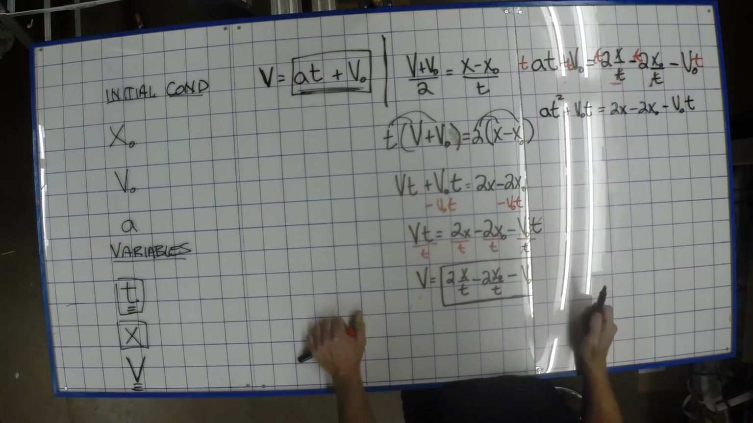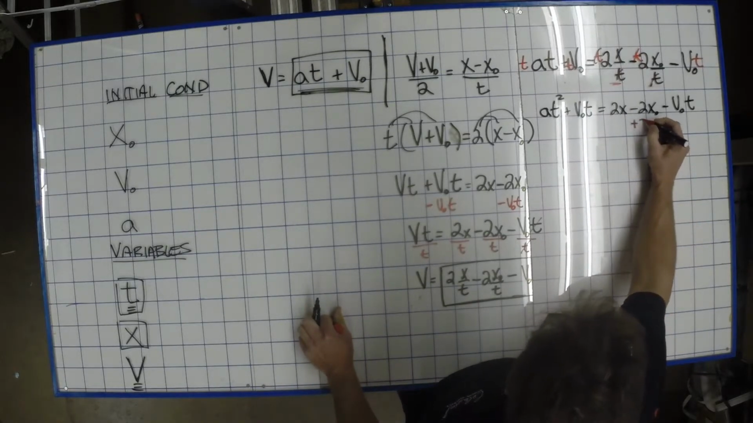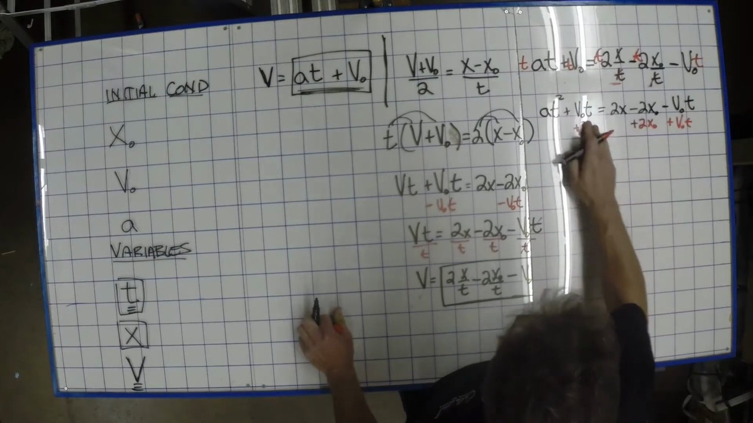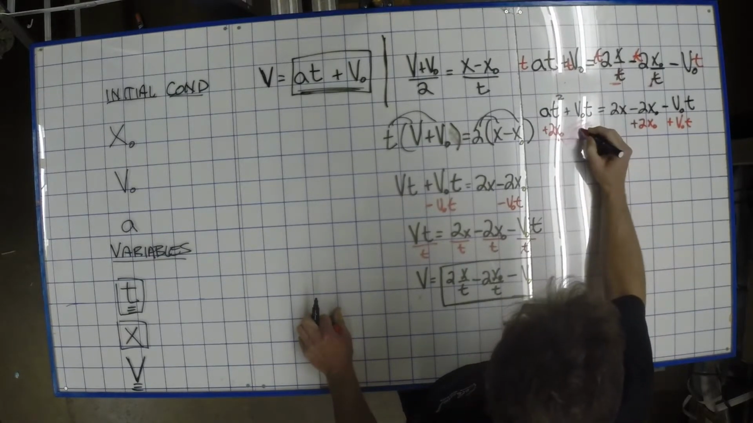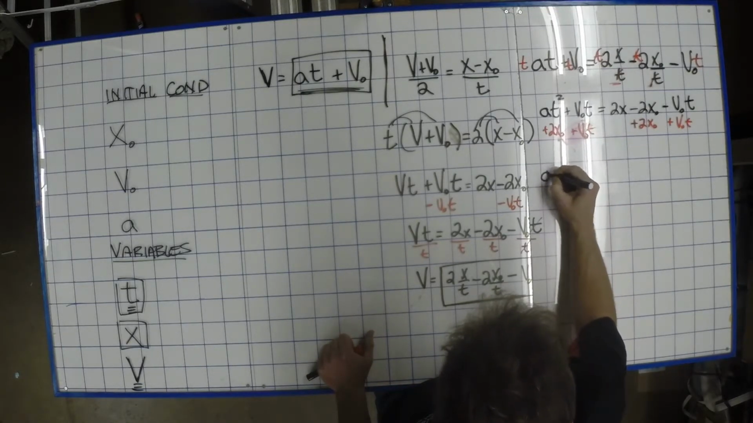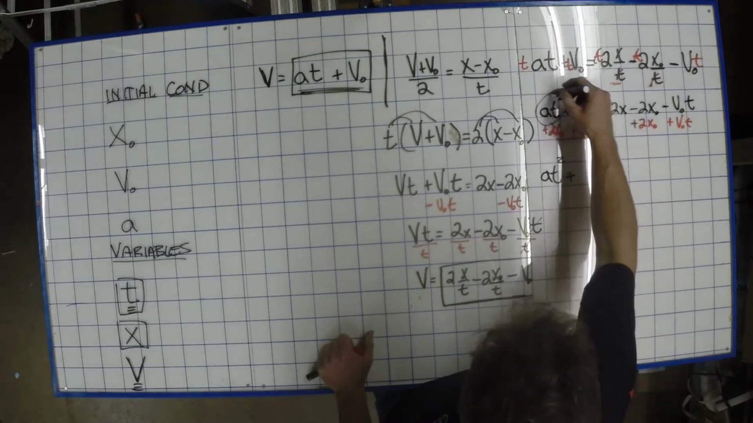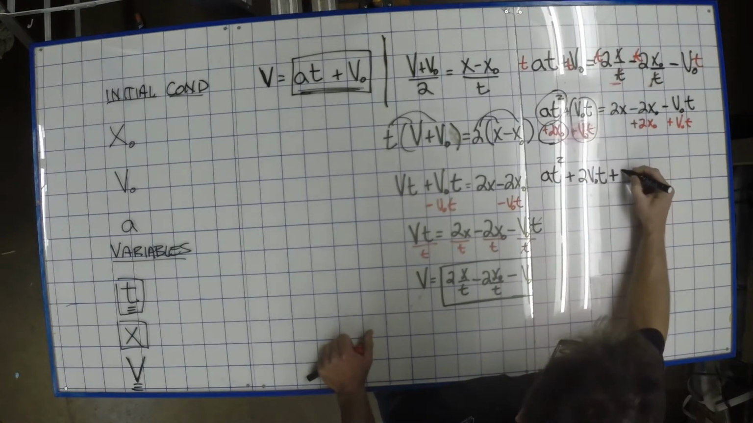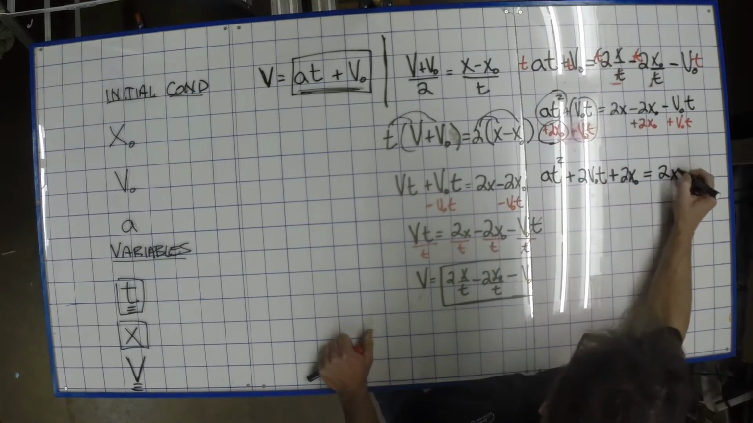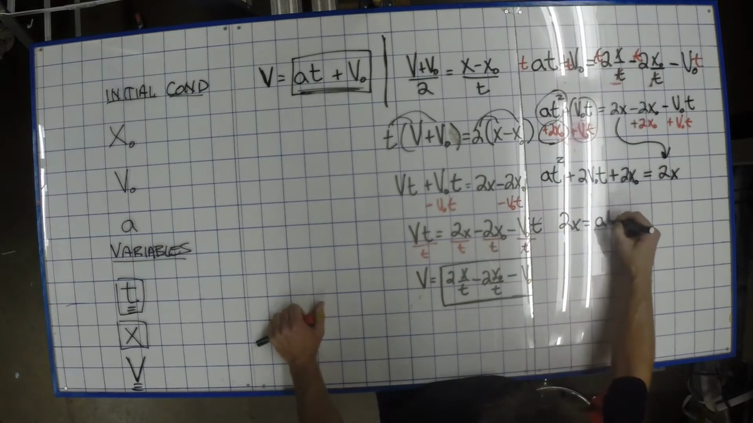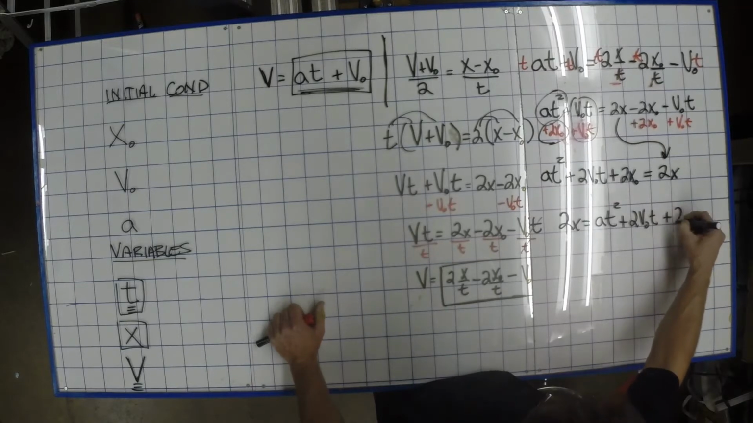Let's rework this for x. So I'm going to add 2x0 to both sides, and I'm also going to add v0t to both sides, because we can actually combine the v0t terms. They are the same term. So I have at squared plus these two combined, which is 2v0t, plus this thing, 2x0, is equal to 2x, the only thing left on that side. I'm going to write this as 2x equals at squared plus 2v0t plus 2x0.